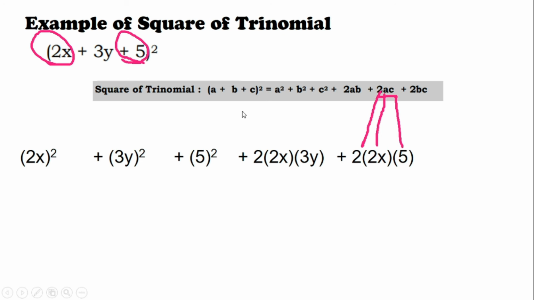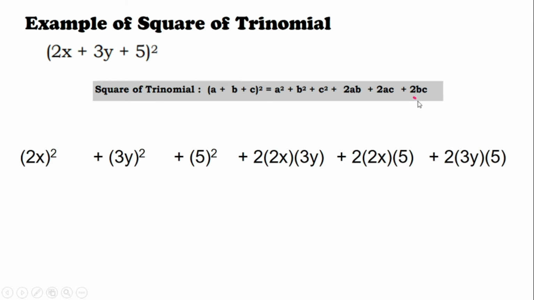Okay? And last is, si 2, imumultiply natin kay second term na 3y at kay third term na positive 5. So, we have there 2, ayun si 2, times yung second term natin B na 3y, and yung third term natin na C ay yung positive 5. So, simplifying this, 2x squared, kagaya ng law of product, 2 squared, so that is 4x squared. Tama?